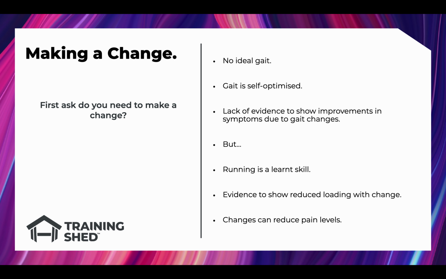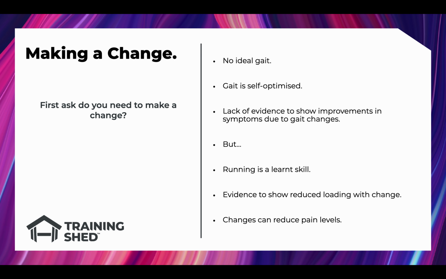So if we wanted to make a change, what would we do? Well, first of all, you've got to ask yourself, do you need to make a change? We often rush into making a change and we don't need to. We don't put enough thought into it. We've got to bear in mind there is no ideal gait pattern. Gait is self-optimized, so those are two big arguments for not changing it. Why change it when there is no ideal and gait is self-optimized? There is also a lack of evidence to show improvements in symptoms due to gait changes.